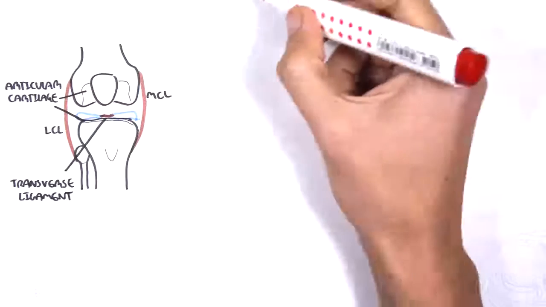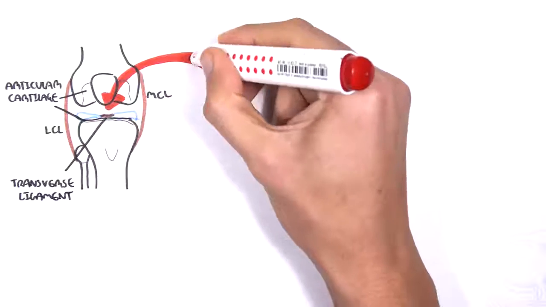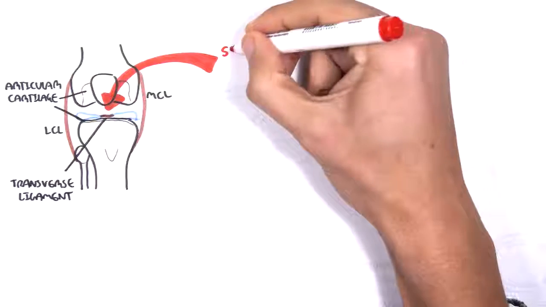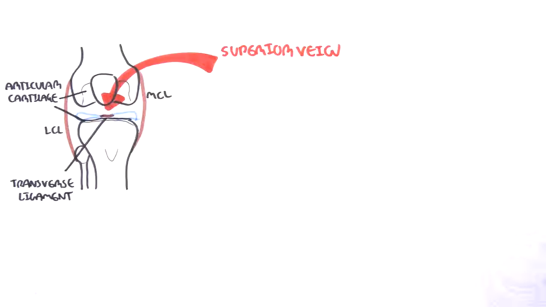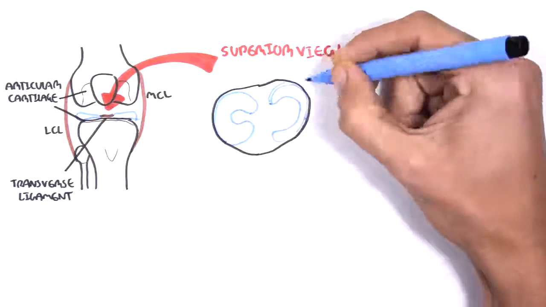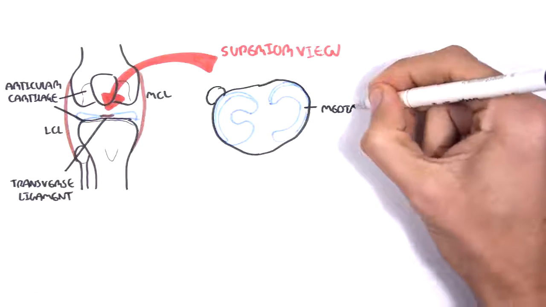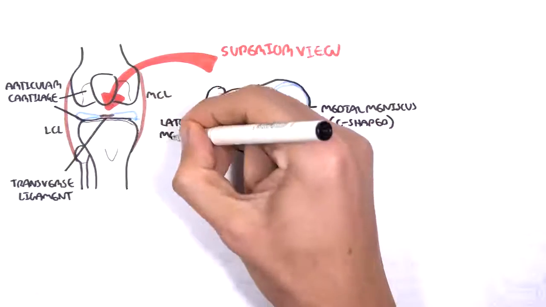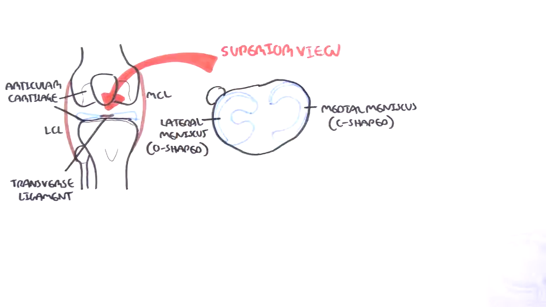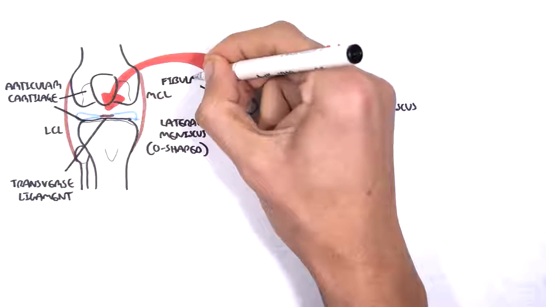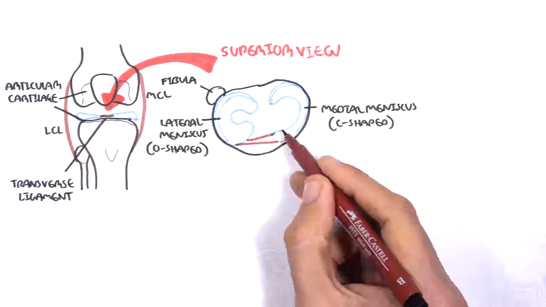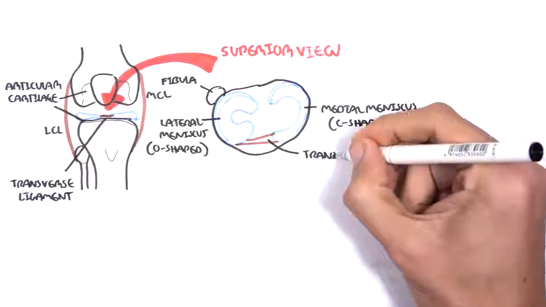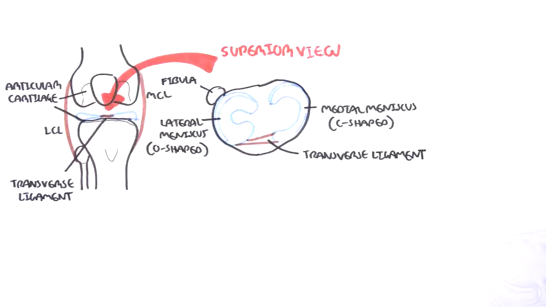Let us now focus on the menisci and look at the meniscus of the right knee joint from a superior view, so from the top. Remember that the meniscus sits on the tibial bone. To orientate ourselves, here is the medial meniscus. It is C-shaped. The lateral meniscus is more O-shaped. Here is the fibula bone at the posterior lateral part of the tibia. And again, here is your transverse ligament connecting the anterior horns, or anterior parts, of the meniscus.